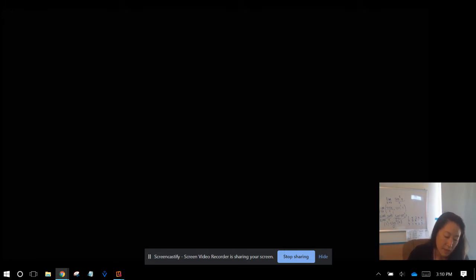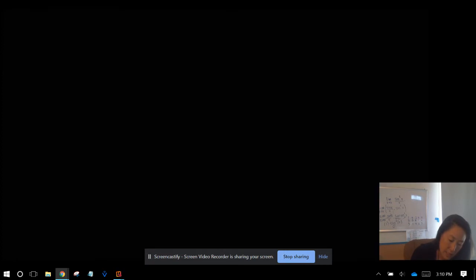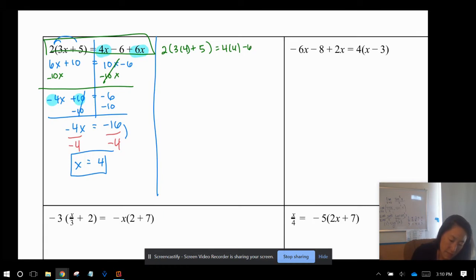All right, let's verify. So we look at the original equation and plug in 4 for x. So 2 times 3 times 4, I like to use parentheses, plus 5 is equal to 4 times 4 minus 6, minus 6 plus 6 times 4. Okay, so simplifying inside the parentheses first. So I do 3 times 4 is 12 plus 5 times 2. So 17 times 2 is 34.